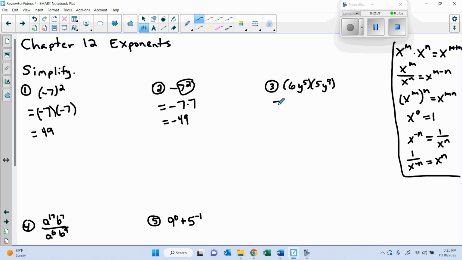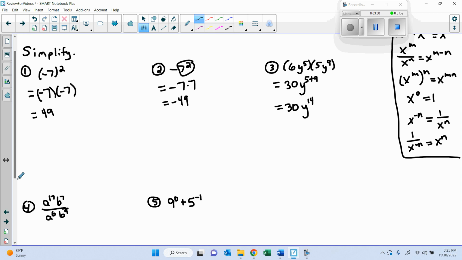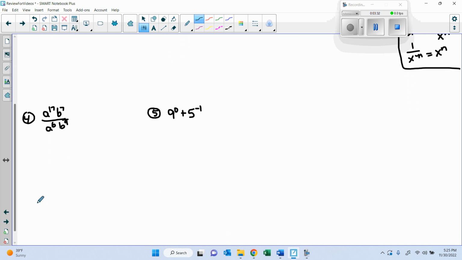All right, here we are multiplying. And so when we're multiplying, we can multiply in any order. All of this is multiplying. So we can just do the things that make sense to go together. So 6 times 5, which would give me 30. And then for the y's, we're multiplying, so we're going to add the exponents. So that's a 5 plus 9. So my answer would be 30 and then y to the 14th. Remember that these properties are pretty easy. They just take some practice to make sure you get them figured out.